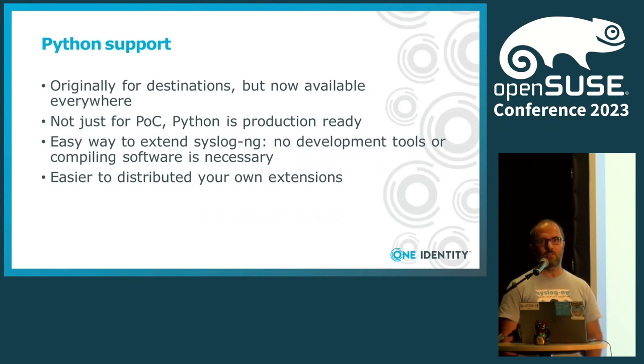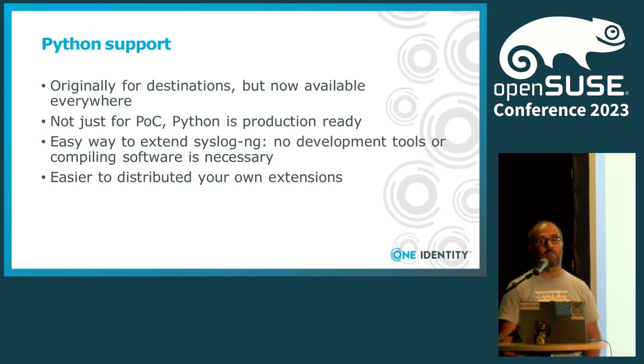Python support was also introduced during the Syslog-ng 3 period. It was originally developed for destinations, but now it's practically available in all parts of Syslog-ng. Originally, it was said that you can use Python for proof of concept projects, but if you want to do something in production, then let's develop something in native C. It's not the case anymore. It is production ready.